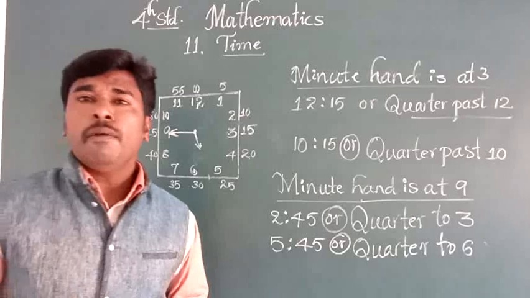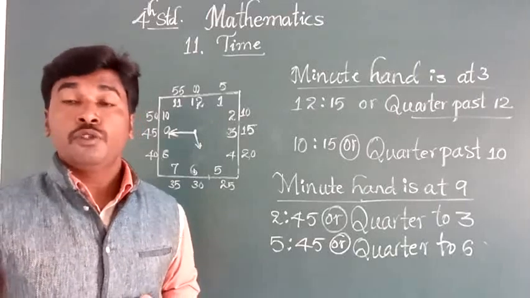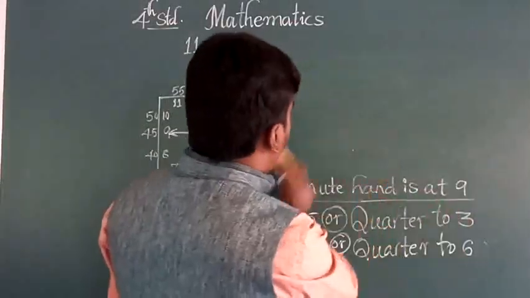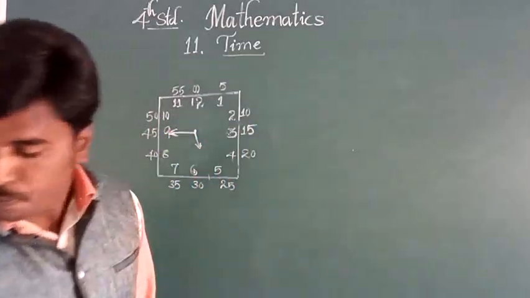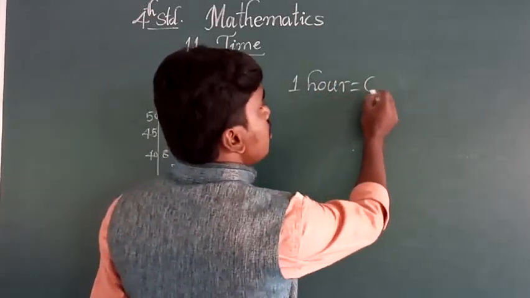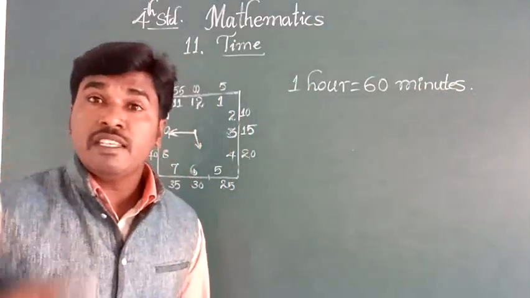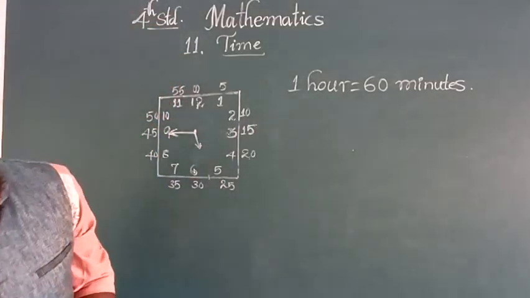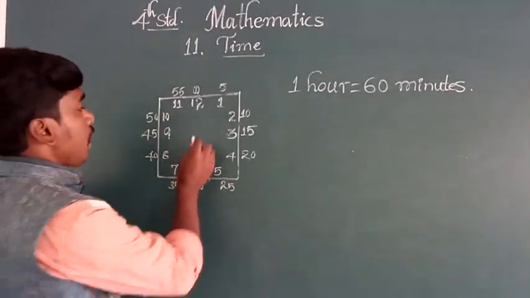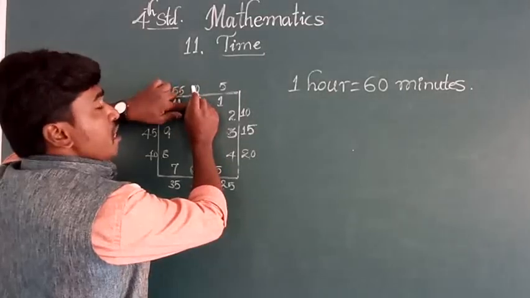Dear students, here in the first exercise part, you should read the time to the accurate minutes. Before that, I would like to give one piece of information to you. For every hour, for 1 hour, how many minutes are there? That means 60 minutes. For 1 hour, there will be 60 minutes. Minute hand, it starts from 12. So if the minute hand is at 12, it completes the hour.